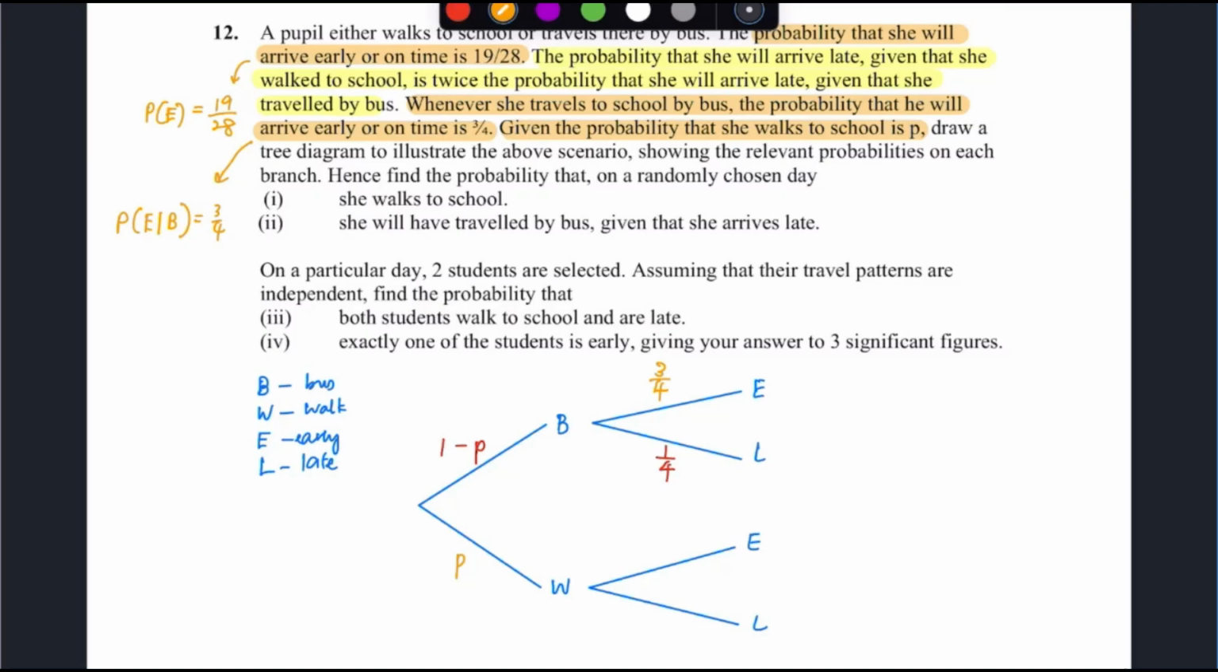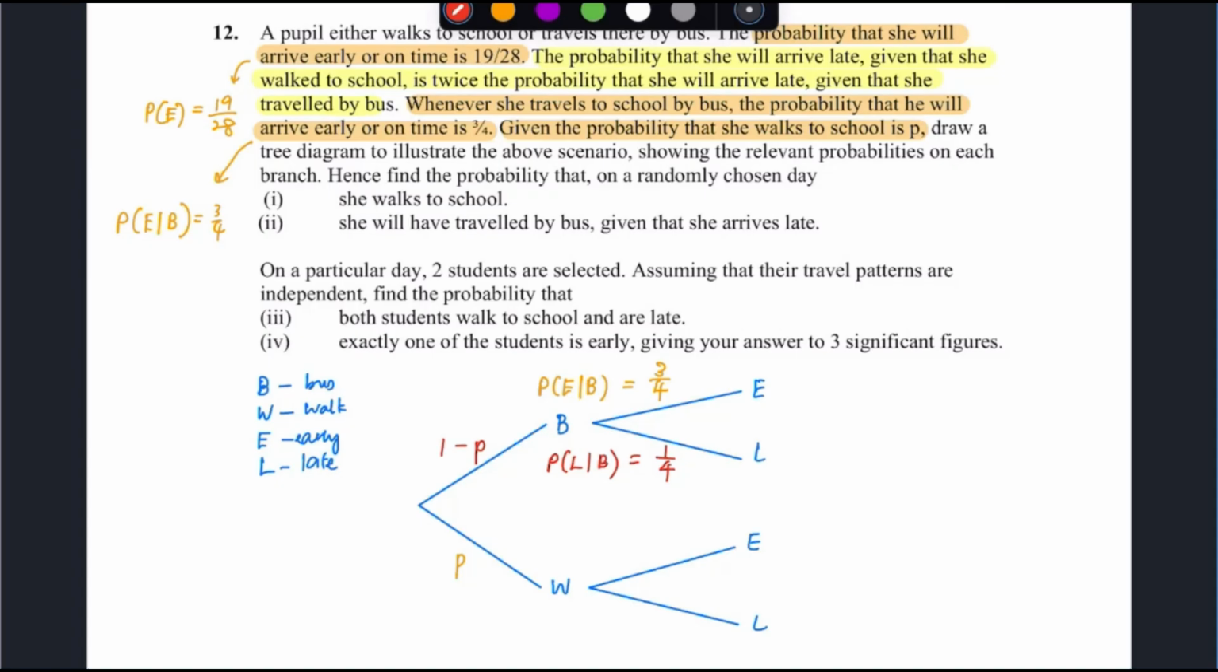Now, if you are not too sure, this is the probability of being early given that she takes the bus, and this is the probability of being late given that she takes a bus. This is for the second stage. Then for the one at the bottom, why is it half?